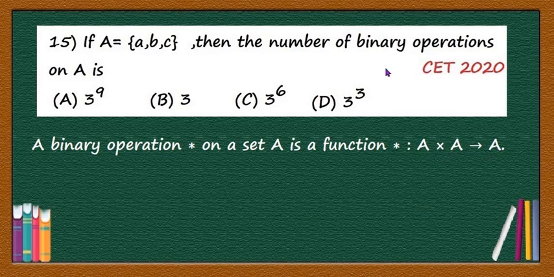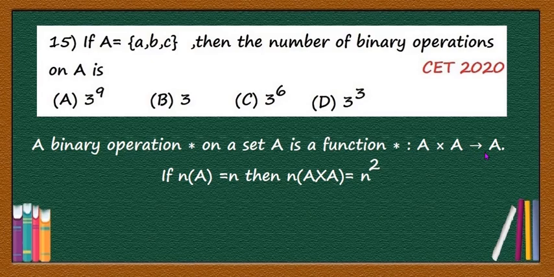Now, to find the number of binary operations on A, we have to find the total number of functions from A cross A to A. Suppose A has n elements, then the number of elements in A cross A is n square. And we will use this to find the number of functions from A cross A to A.